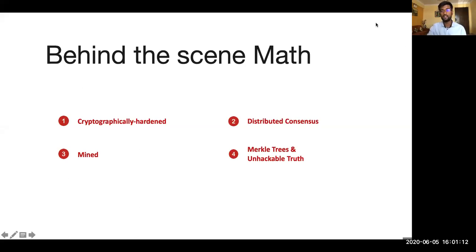All right, let's start with the behind-the-scenes maths. I think I'll only be able to cover this slide because this will take time. We say that a blockchain is cryptographically hardened. What does that mean? We never discussed it, but the core strength that blockchain technology or any blockchain network gets is from cryptography.